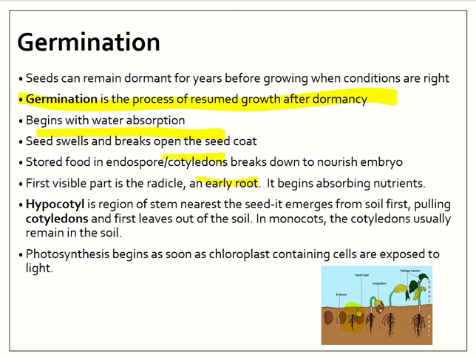And then the cotyledon is going to usually leave the soil. That being said, it depends if it's a monocot or a dicot: the monocots are going to stay in the soil, dicots are going to be released from the soil. And then as soon as chloroplasts are exposed to light, we start getting photosynthesis happening. And then the plant can keep growing and growing if it's getting the proper nutrients.